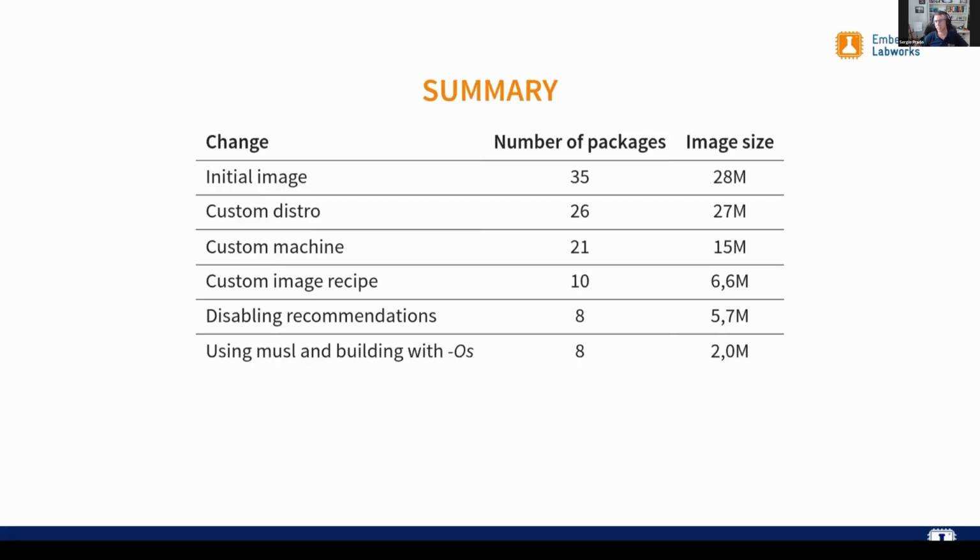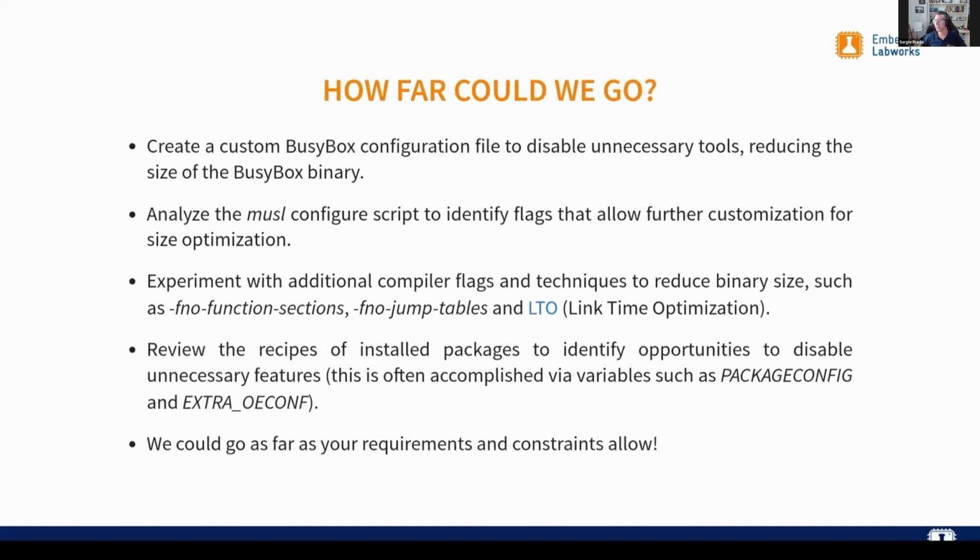All right, so that's the summary of our optimization, right? From 35 packages to 8 packages, from 28 megabytes in size to 2 megabytes in size. And we could go further, of course, if we want, but at some point we're going to have to stop, right? Because we don't have enough functionality in our system to make it work.